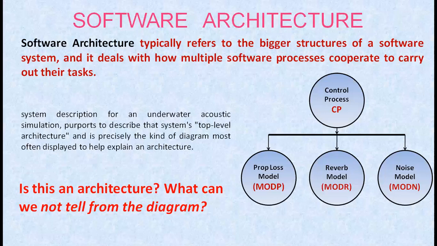Now my question is, what is the significance of this particular layout? Why is the CP on a separate level? Does it call all three elements, and are the others not allowed to call it? From all these questions, we can understand that this particular diagram does not show a software architecture. So now let us define what a software architecture constitutes.